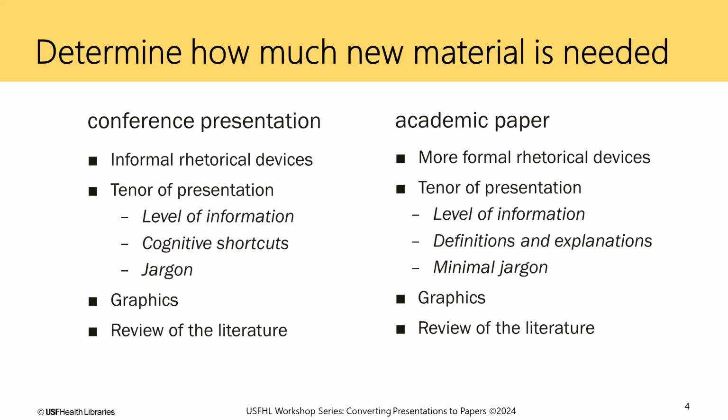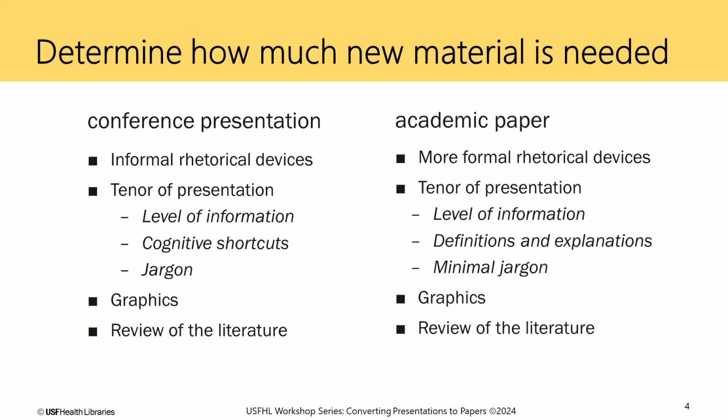So the first step is to determine exactly how much new material is needed based upon what you presented at the conference and also what is needed for the manuscript. Obviously, the rhetorical devices used in presentations don't immediately translate to papers. How we talk, how we converse with the audience at a conference is not necessarily how we write an academic paper. Written communication tends to emphasize coherence, cohesion, and consistency.